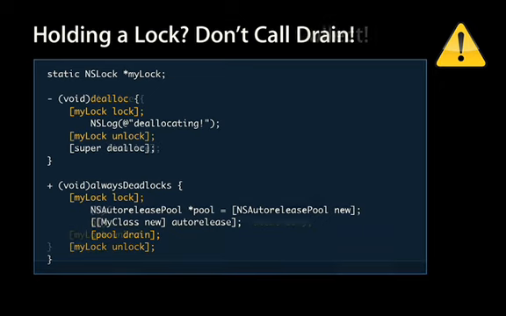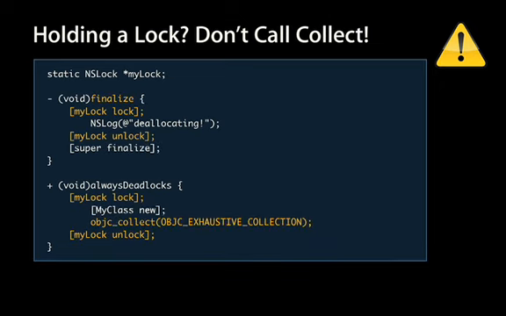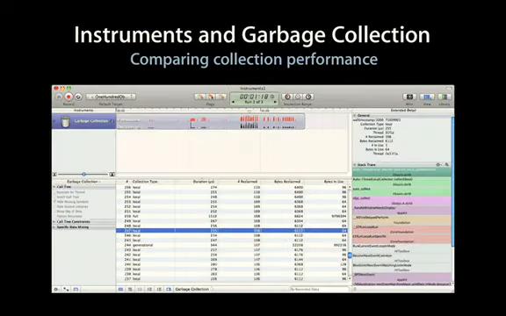The same is true now under garbage collection with thread local collection. Same thing can happen. A finalize method might be taking a lock. So if you hold locks, don't call into the collector. And better yet, don't write finalize methods at all, or finalize methods that take locks. So that's the collector, that's thread local collection.